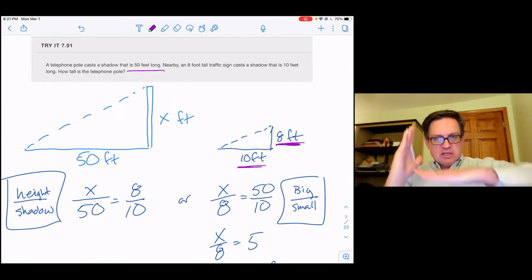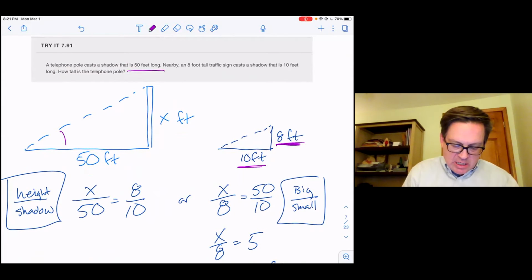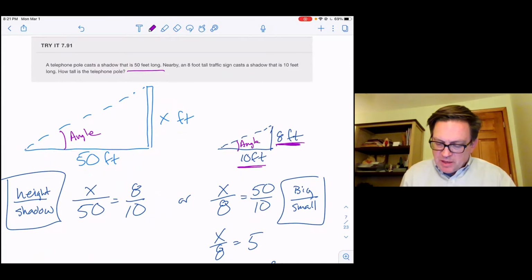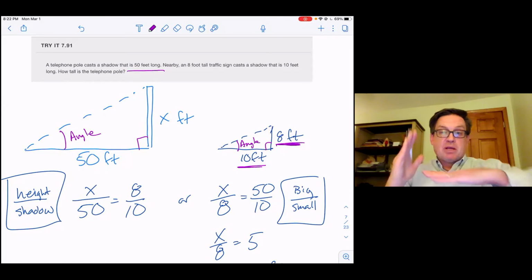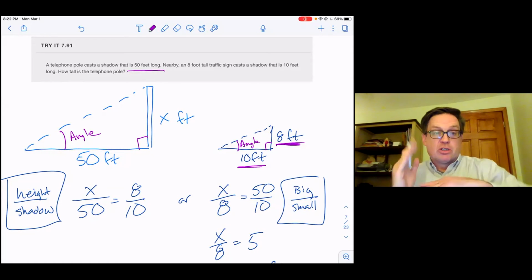And these are similar triangles because the angle of the sun is going to be the same. If you remember your geometry, if they're right angles, and the sun angle is the same, then the third angle has to be the same too. There's an angle formula that says the two triangles are similar. And if they're similar, that means their lengths are proportional.